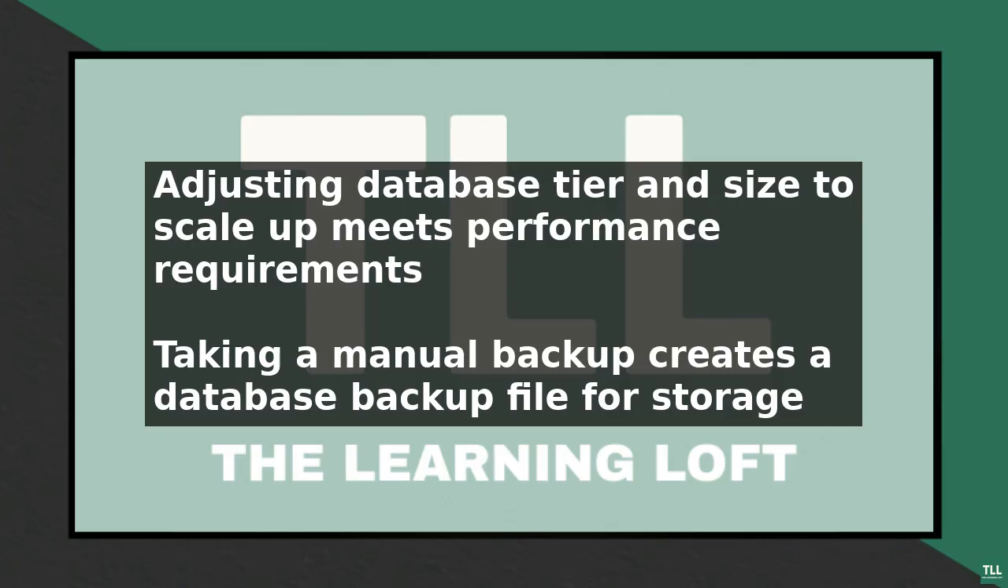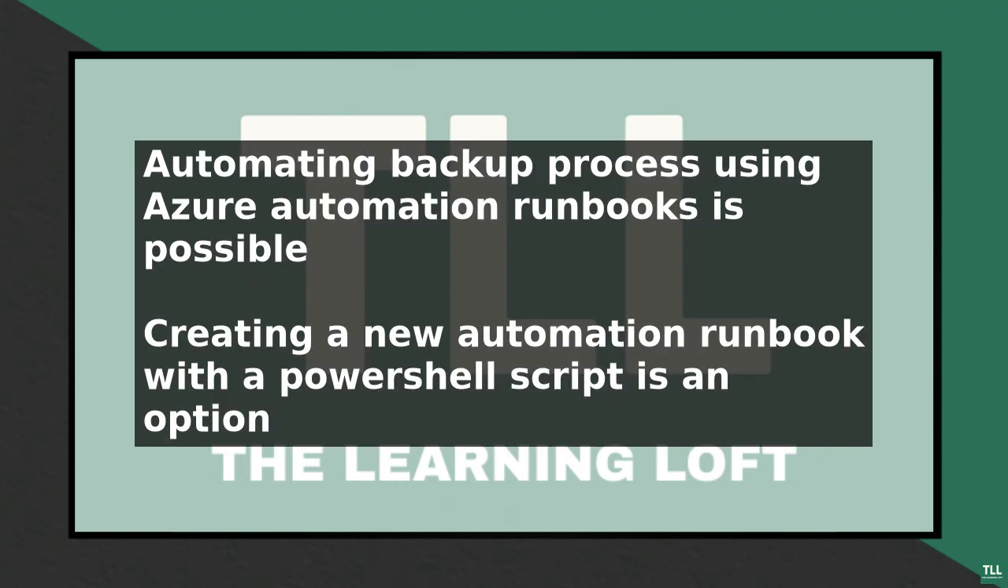In the Automation Accounts page, click on the Runbooks button and then click on the New Runbook button. In the New Runbook page, choose a name for your runbook and select the runbook type as PowerShell. You can then enter a script to take a database backup and save it to Azure Blob storage.